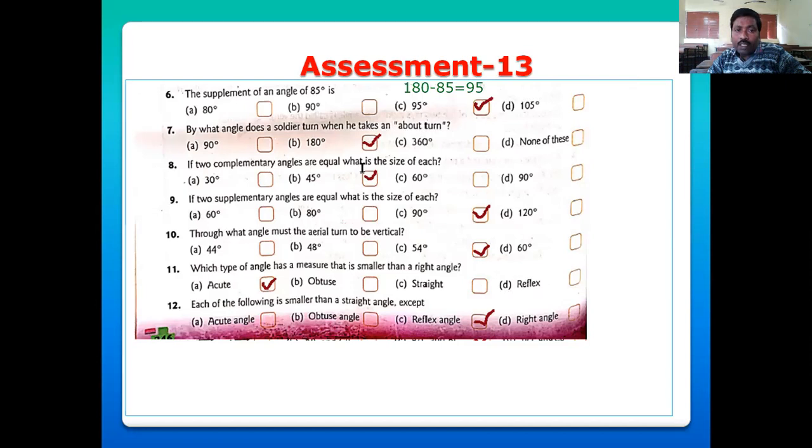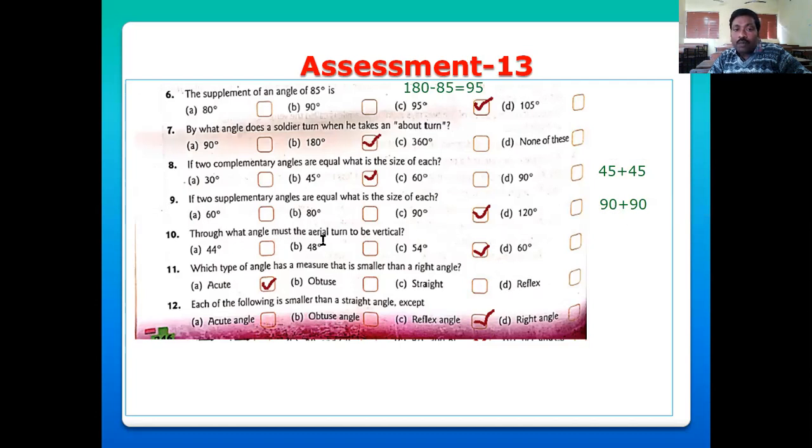If two complementary angles are equal, what is the size of each? The sum of complementary angles is 90 degrees, and this is only possible when they are equal to each other. When we add 45 and 45 degrees, our answer will be B. In the next question, if two supplementary angles are equal, what is the size of each? The sum of two angles that is 180 degrees are called supplementary angles. When we add 90 plus 90, we get 180 degrees. So our answer will be C.